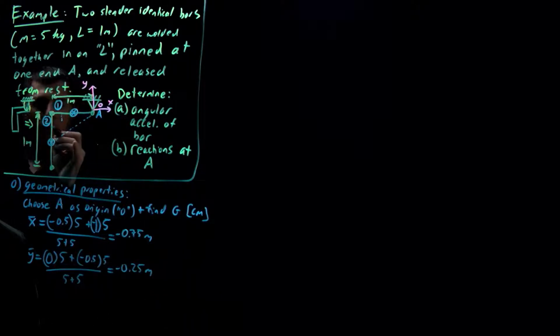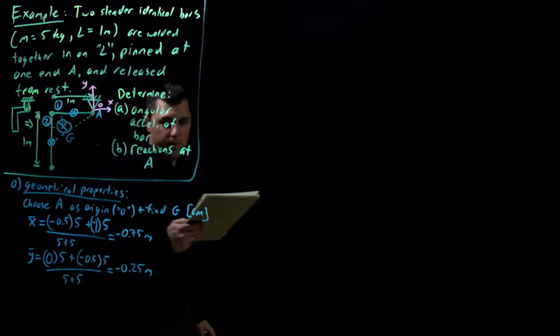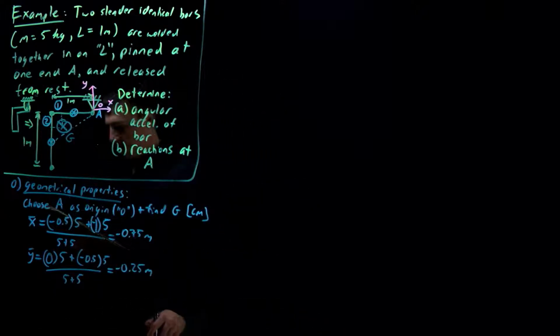Okay, so minus a quarter is right there. So our composite center of mass, the center of mass for the entire shape, sits right there, not even on the object. So this is G. Okay. And then determine moment of inertia.